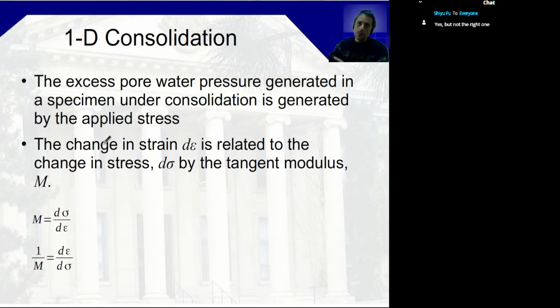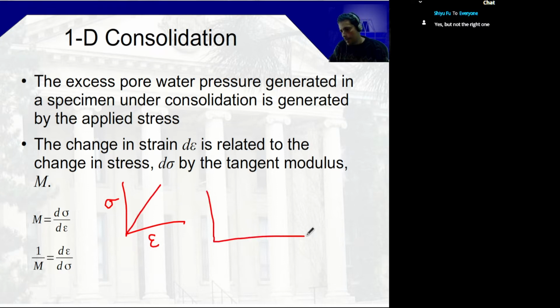But one thing, we know that pore pressure change is equal to change in total stress. We also know the relationship between stress and strain for the soil is given by the tangent modulus, M, which is basically Young's modulus, right? When you have Young's modulus, you plot stress versus strain. Of course in soils you don't have a straight line forever. You have a curve that looks more like that, and eventually it might even fall.